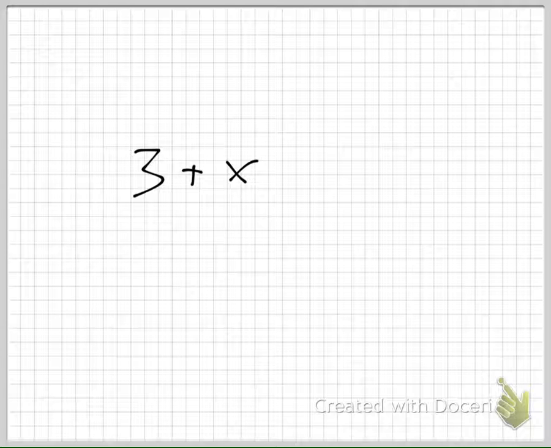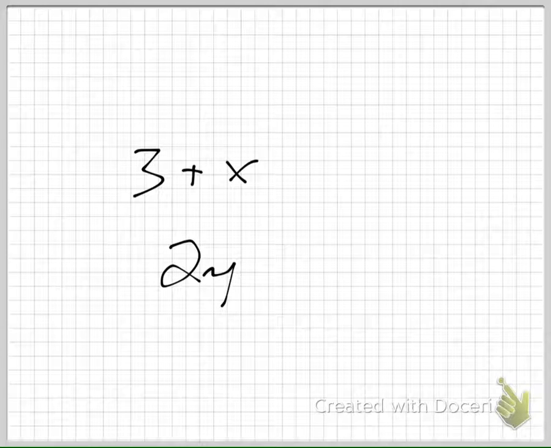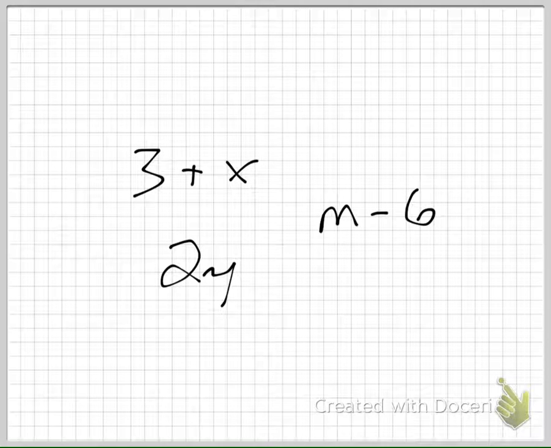Anytime you see a variable in an equation or in any sort of algebraic expression, it's a letter that represents a number. Okay? It means it's a number. We don't know what it is right now, but it's a number. And a variable expression is a mathematical phrase that uses variables, numerals, and operation symbols. A phrase would be 3 plus x, or 2y, or m minus 6. These are all expressions, okay?